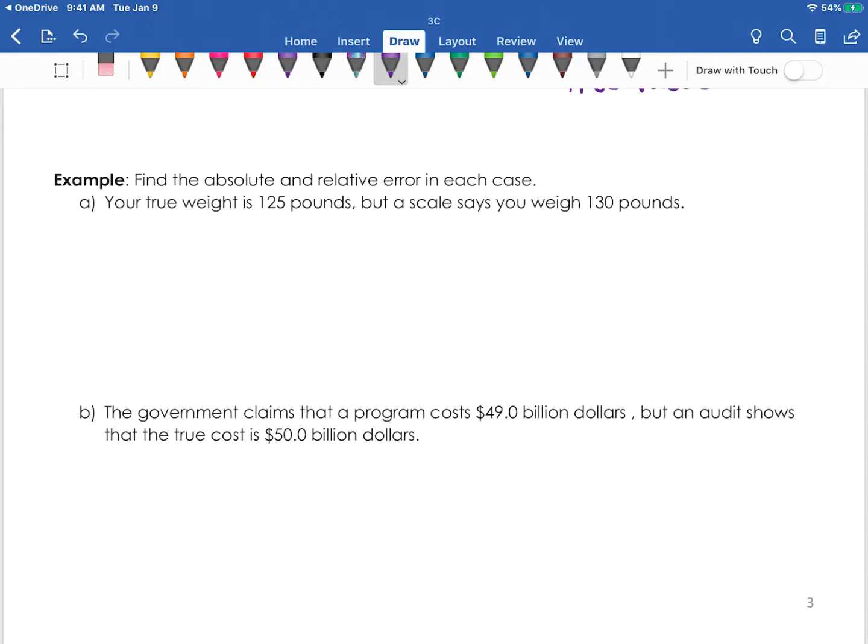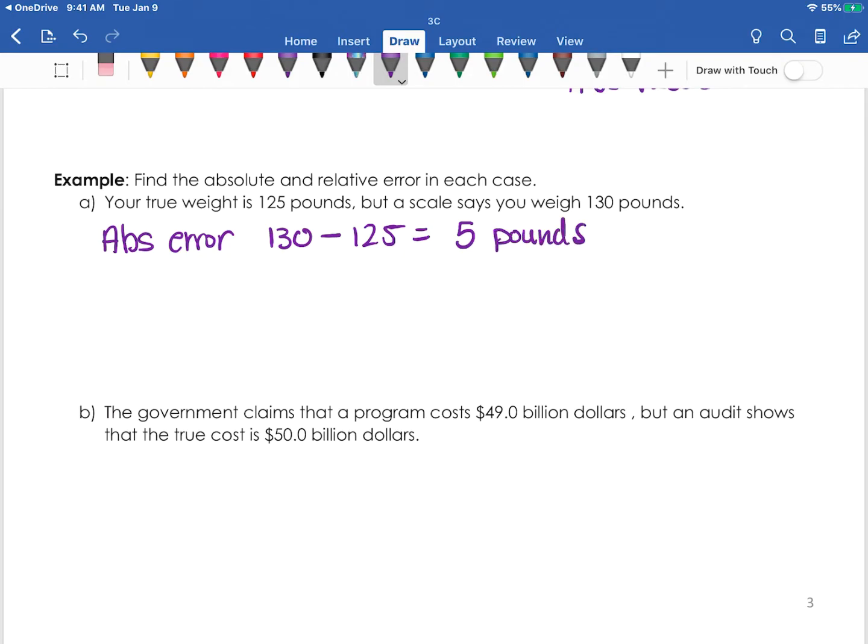In example A and example B, we're going to find the absolute error and the relative error. Example A says your true weight is 125 pounds, but a scale says you weigh 130 pounds. So when you're looking for the absolute error, you're going to take your measured weight, which is 130 pounds, and subtract your true weight, which is 125 pounds, and you're going to get an error of 5 pounds.